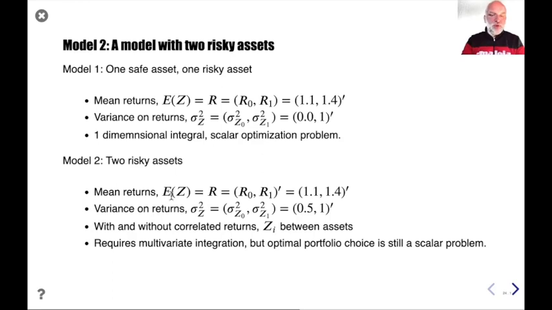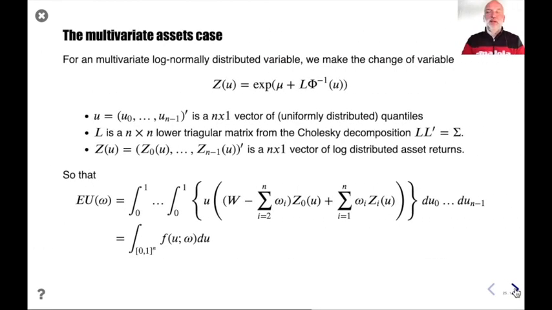So this problem here requires multivariate integration. It's still a scalar optimization problem because there's only one portfolio share, omega 1, to choose. So we're gradually building up the full model.